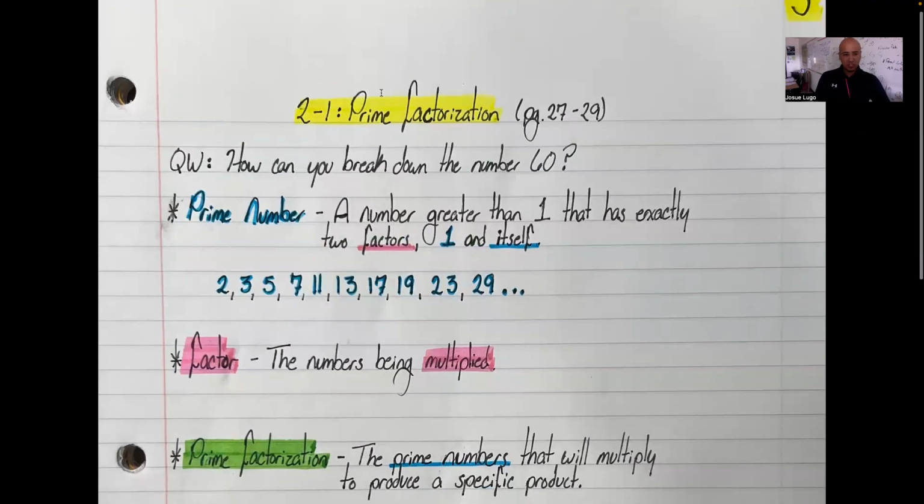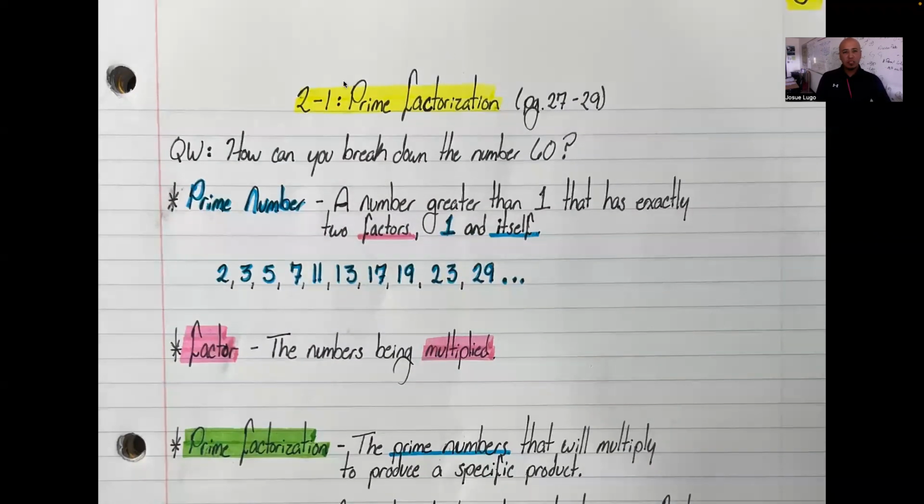So prime factorization, ladies and gentlemen, the first thing you need to keep in mind is that we're dealing with prime numbers. And what is a prime number? Well, a prime number is a number that cannot be divided anymore into whole numbers. It only has two factors, and those will be one and itself.